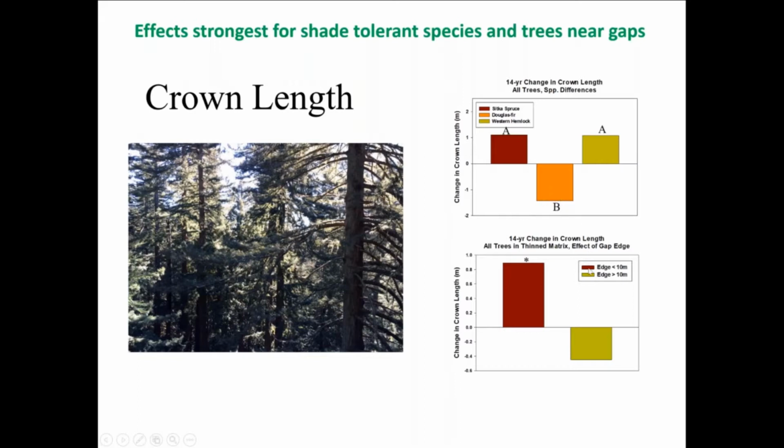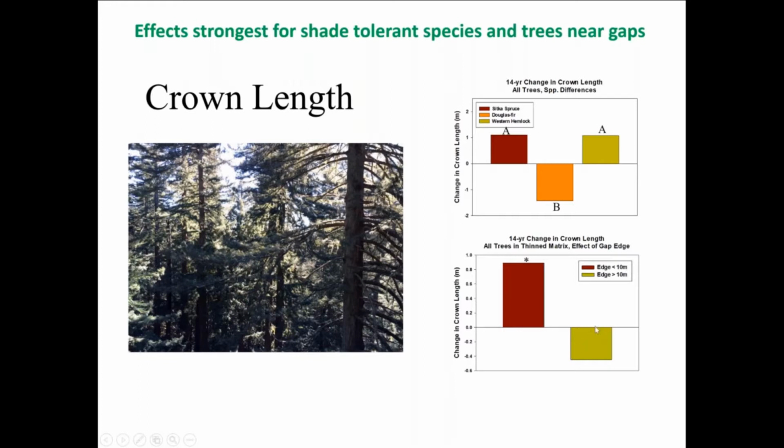And as you might expect, the crown length increased the most for the species that were shade tolerant, so the western hemlock and the Sitka spruce, whereas the Douglas fir, which is less shade tolerant, tended to have a decline in crown length.